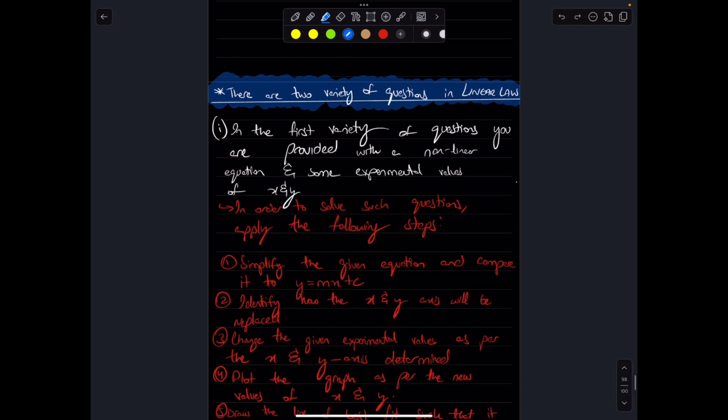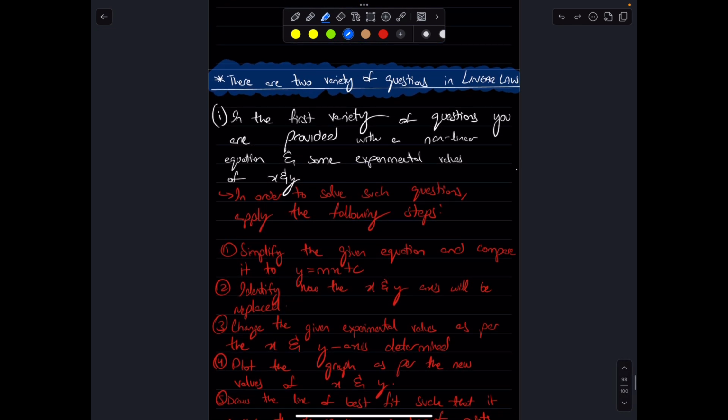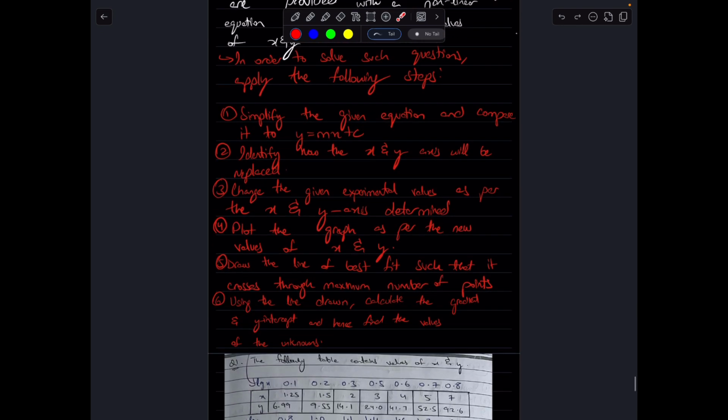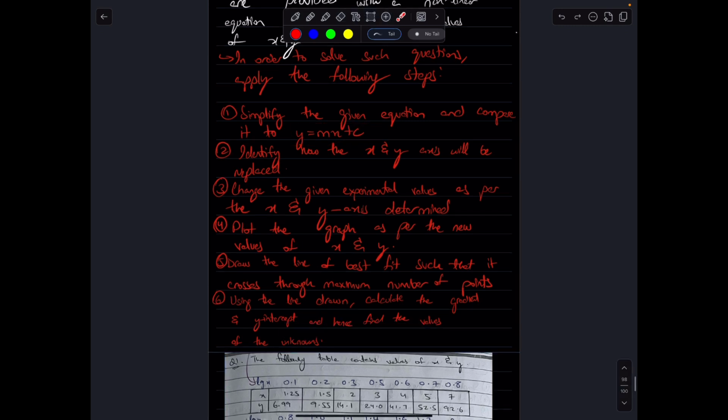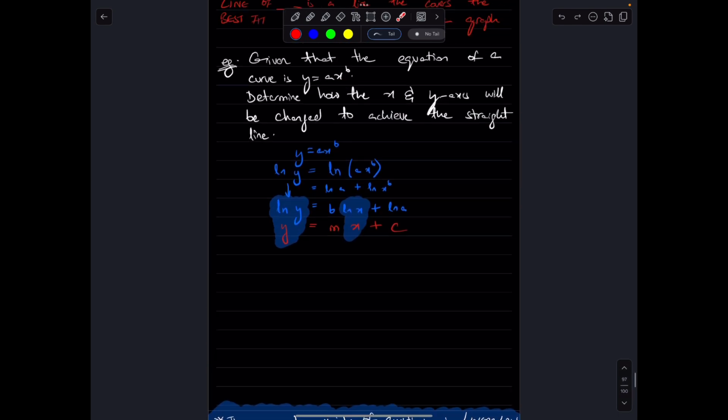Then moving on, once you all got the concept, there are two types of questions in your exam paper. In the first variety of questions, you will be provided with a non-linear equation and some experimental values of x and y. And you will be asked to simplify this and just convert this to a linear equation. That is a straight line equation. And then plot this, maybe.